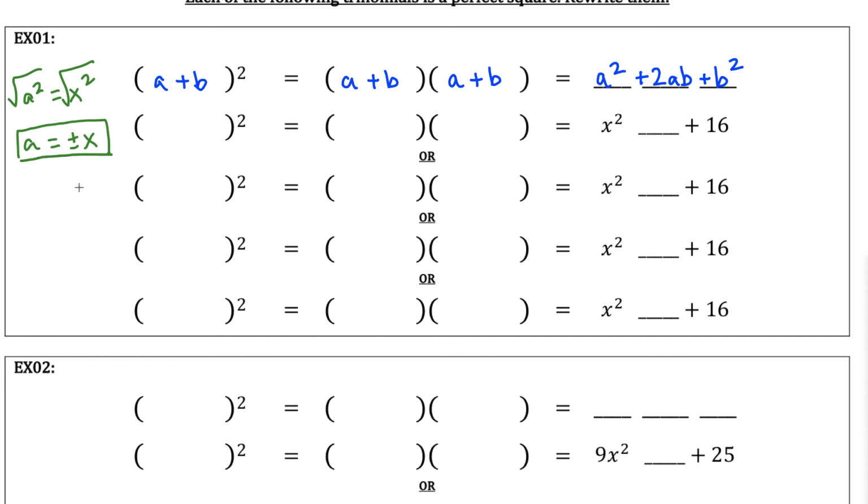Okay, and that means, let's find out what b is. Let's do b in red. So we know that b squared is 16. So the square root of b squared means b is positive or negative 4.